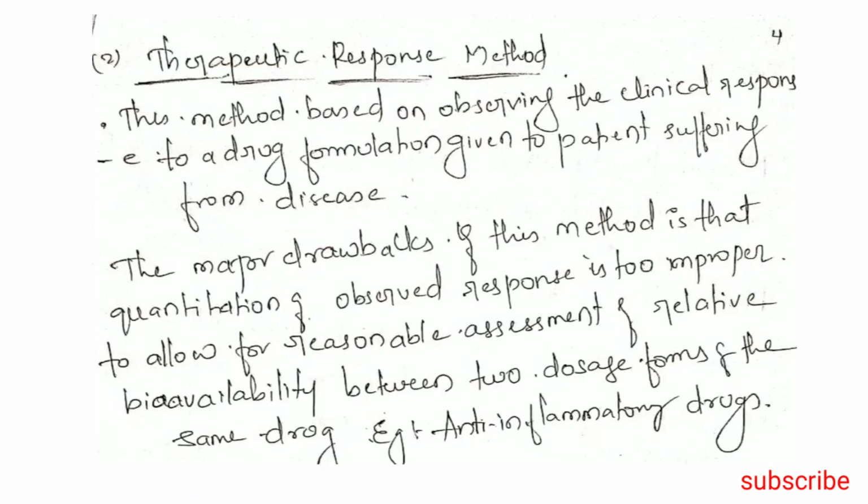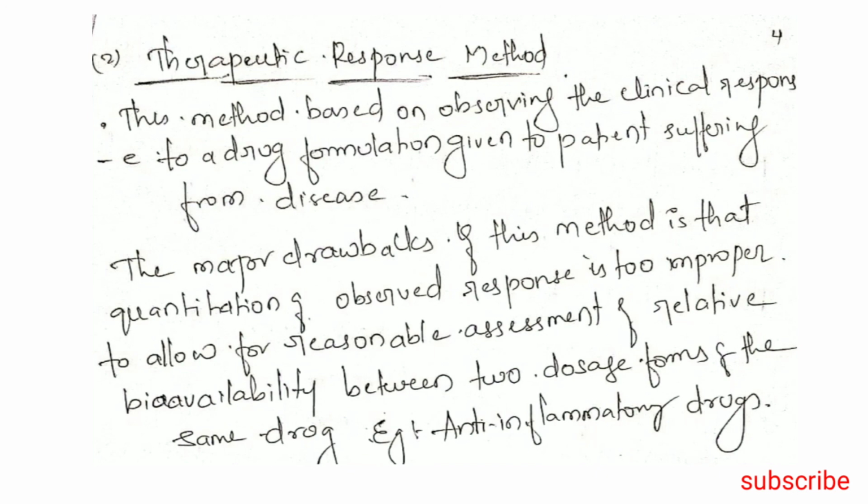Second point, therapeutic response method. This method is based on observing the clinical response to a drug formulation given to a patient suffering from disease. The major drawback of this method is that quantitation of the observed response is too imprecise to allow for reasonable assessment of relative bioavailability between two dosage forms of the same drug.